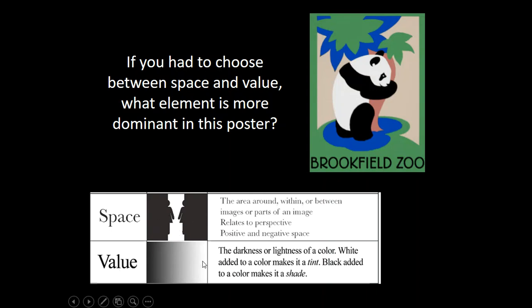And then value is when we're looking at the darkness or lightness of a color. For example, we've got pure whites on one end of the spectrum and pure blacks on the other. And then for a good three-dimensional type of feel, you'll have a full spectrum or gradient of tones in the middle. So when you look at this image, we actually have solid colors. So we're not seeing a lot of those mid-tone values. We're not getting a three-dimensional feel. So this is more flat, right? Space is actually the dominant element in this poster.